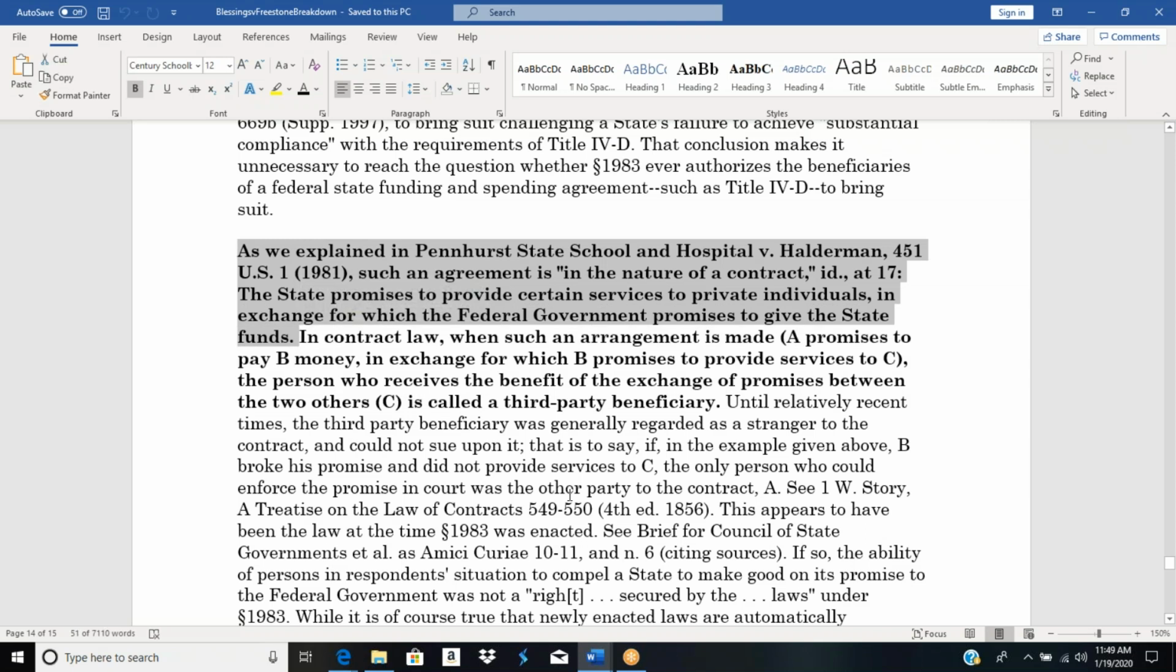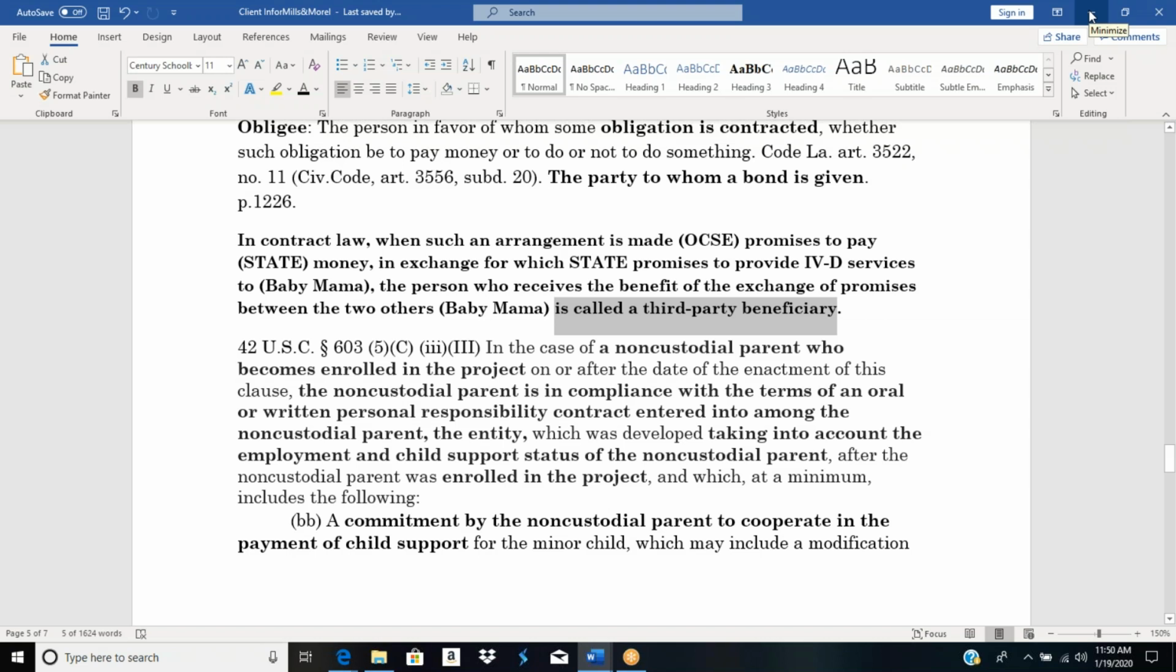As we explained in Pennhurst State School and Hospital versus Halderman, such an agreement is in the nature of a contract. The state promises to provide certain services, which are 4D, to private individuals. All right, so it's telling you, number one, you're a private individual. There's a difference between public and private, in exchange for which the federal government promises to give the state money. All right, it's contractual. There always has to be a contract when Title 4D funding is being pushed out.